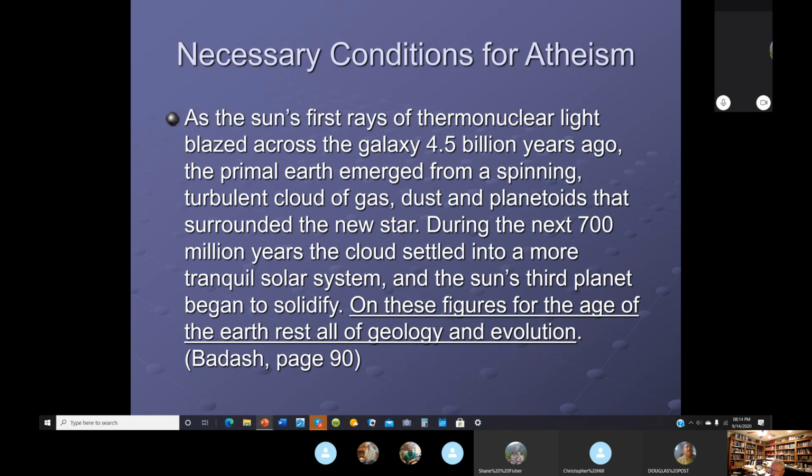As the sun's first rays of thermonuclear light blazed across the galaxy 4.5 billion years ago, isn't that amazing right there? The primal Earth emerged from a spinning, turbulent cloud of gas, dust, and planetoids that surrounded the new star. During the next 700 million years, the cloud settled into a more tranquil solar system. The sun's third planet began to solidify. On these figures, for the age of the Earth, rest all of geology and evolution. I want you to see this.